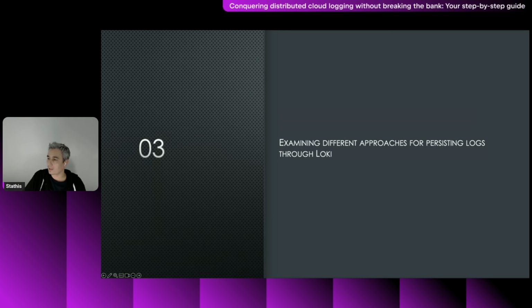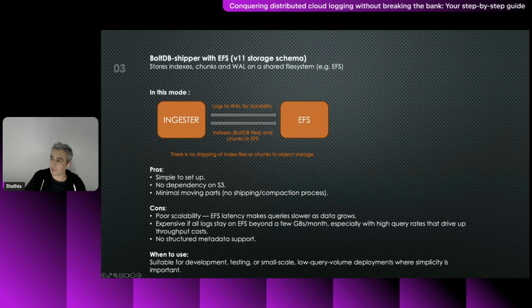We'll now examine a few different ways that we can persist our logs when using Loki so that we can have a better understanding of the options available. So the first storage option is the BoltDB shipper with EFS, the V11 storage schema. It stores indexes, chunks, and WAL. WAL is the write-ahead logs on a shared file system, such as EFS. Here the ingester sends logs to WAL and EFS for durability and sends the indexes and chunks also to EFS. In this setup, nothing's been shipped to object storage like S3.